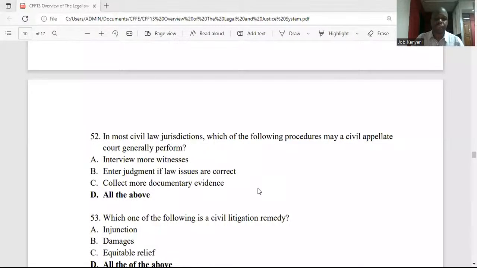In civil law jurisdictions, which of the following procedures may a civil appellate court generally perform? Here is where we are saying they do a lot of inquiries or investigations. In most civil law jurisdictions, which of the following procedures may a civil appellate court generally perform? Interview more witnesses, enter judgment if law issues are correct, collect more documentary evidence. So, collect more documentary evidence.